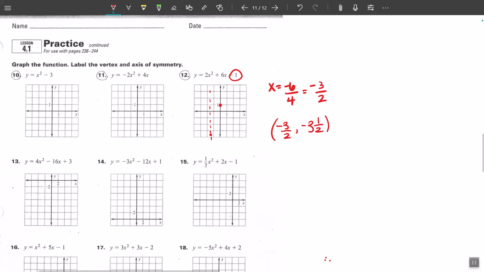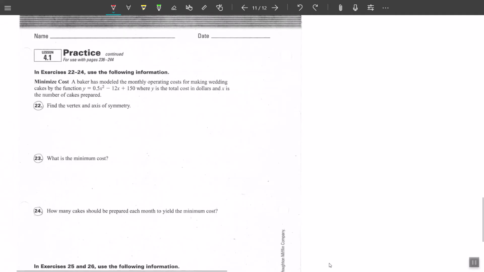I'm going to mirror that. That's 1.5 units from the axis of symmetry. So I'm going to go 1.5 units to the left of the axis to get my third point. And then I will connect those dots with a smooth curve at the bottom. All right, and then in 22 through 24, we have a word problem.